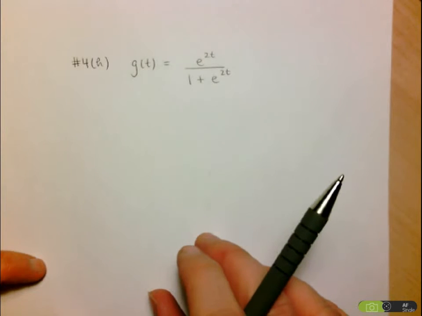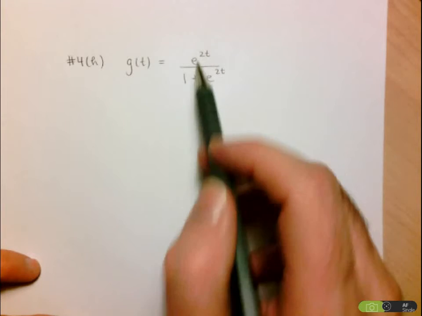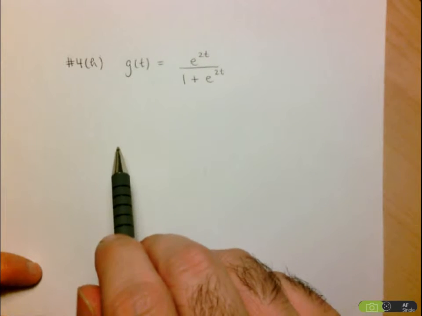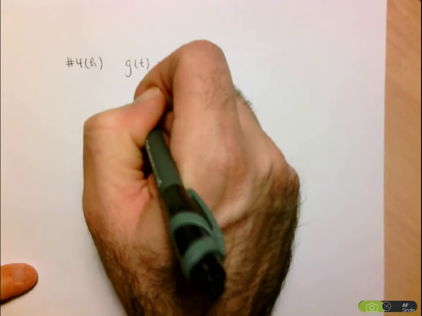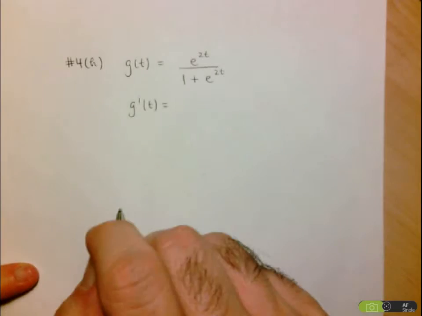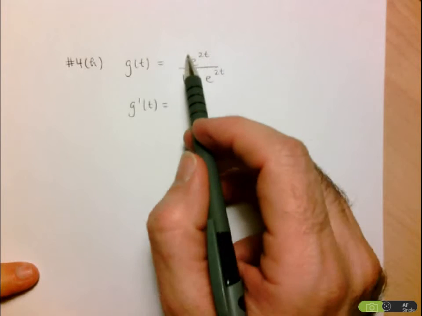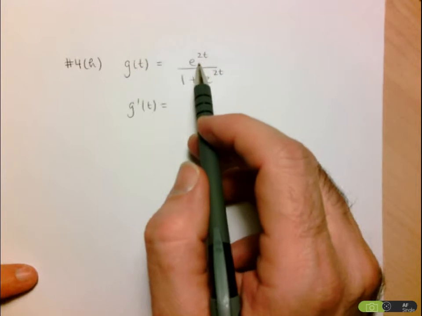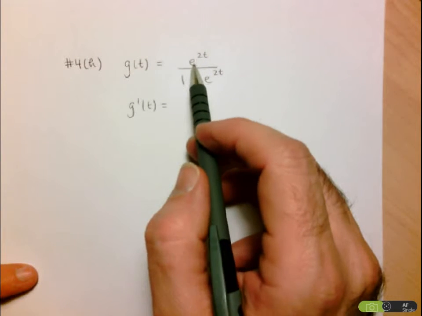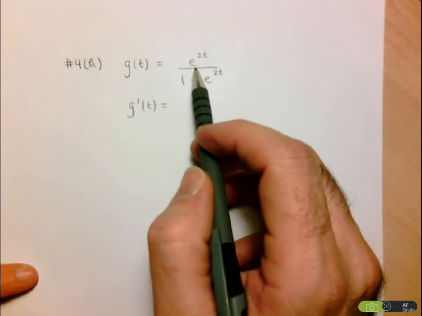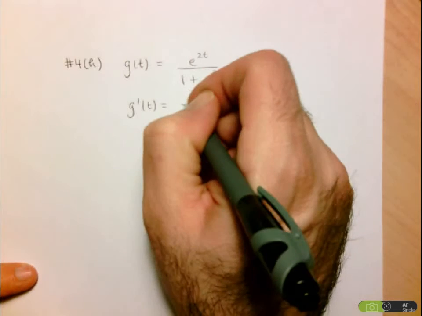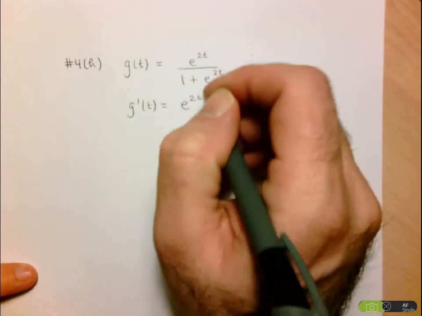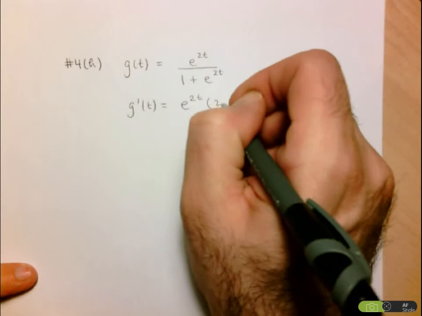So similarly here, we have a quotient of two functions, so we're going to have to use the quotient rule. To find g prime of t, first I take the derivative of the numerator. Here I'm going to have to use the chain rule. So first, again, think of 2t as being your u. So the derivative of e to the u is just e to the u. So e to the 2t times the derivative of 2t, which is 1.